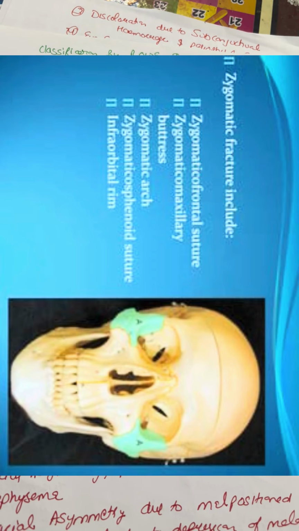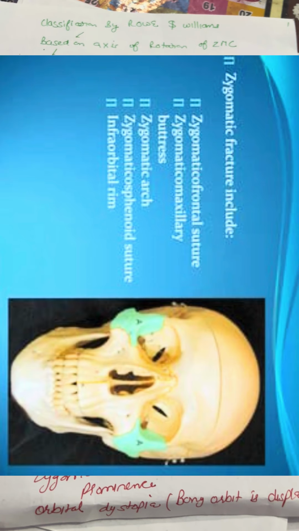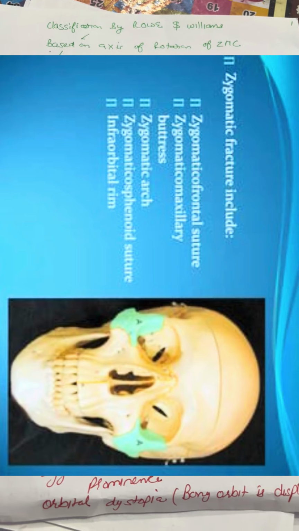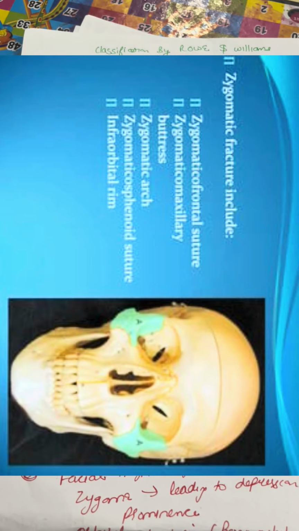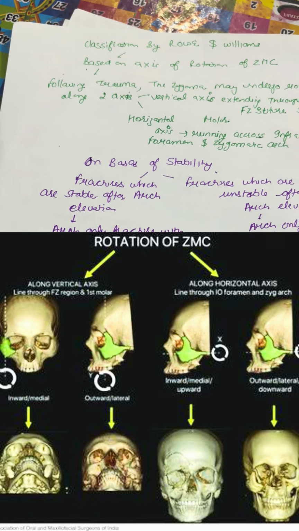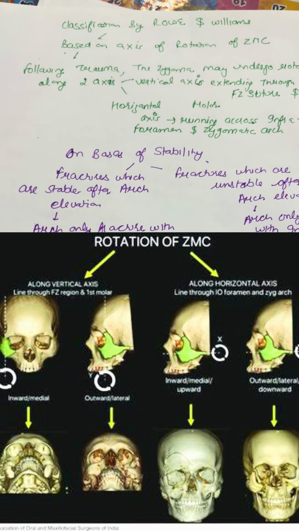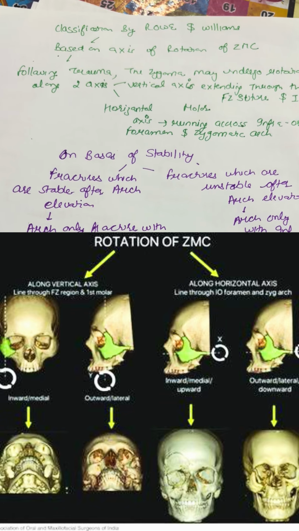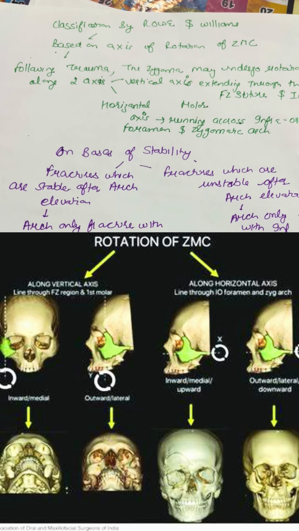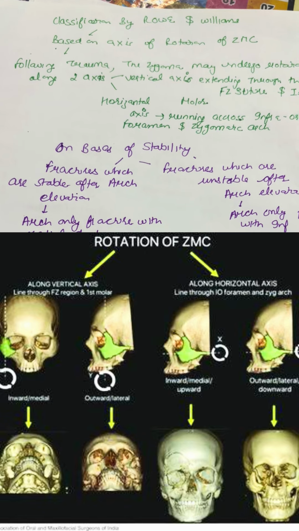What is the classification? The classification by Rowe and Williams is based on the axis of rotation of the ZMC following trauma. The zygoma may undergo rotation along two axes. One is the vertical axis extending through the zygomatic suture and first molar. The other is the horizontal axis running across the infraorbital foramen and zygomatic arch.